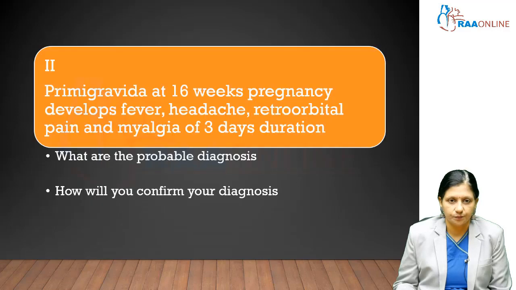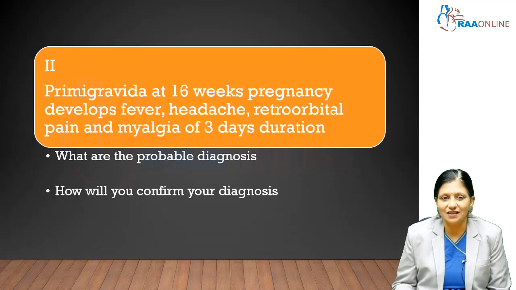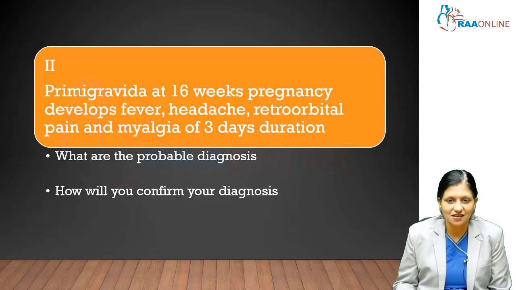Coming to the next case, that is primigravida at 16 weeks of pregnancy, and she develops fever, headache, retroorbital pain and myalgia for 3 days duration. So, what is the probable diagnosis and how will you confirm your diagnosis? So, very typical symptoms are being given here of retroorbital pain and myalgia. So, myalgia points in favor of viral infection and retroorbital pain points in favor of dengue infection.